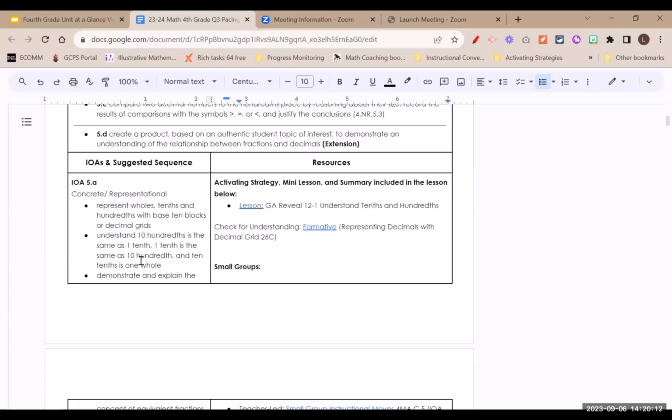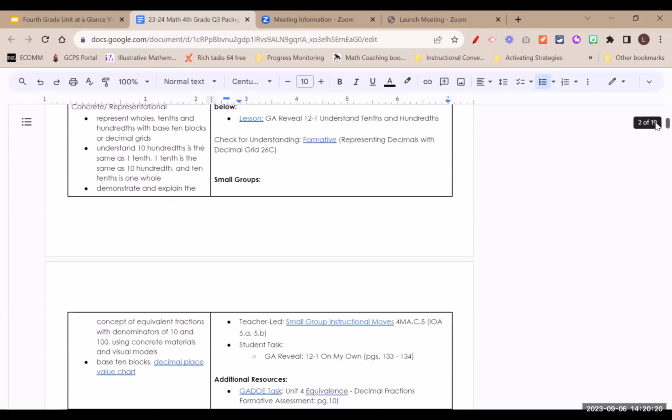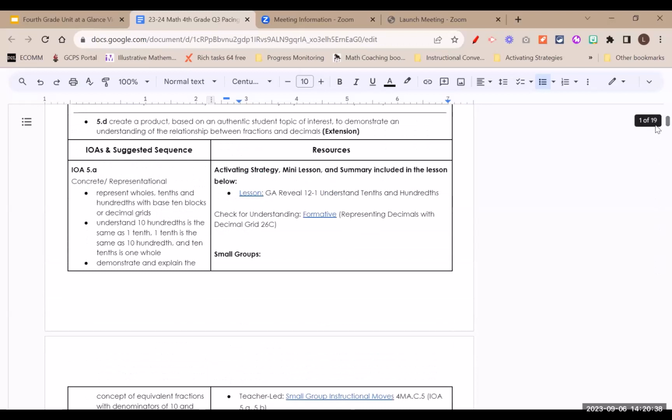1/10 is the same as 10 hundredths, and 10 tenths is 1 whole. We're going to demonstrate and explain the concept of equivalent fractions with denominators of 10 and 100 using concrete materials and visual models. You can see the suggested manipulatives there are base 10 blocks, and we also have a link to a decimal place value chart to support you.